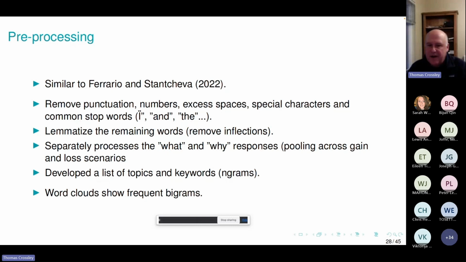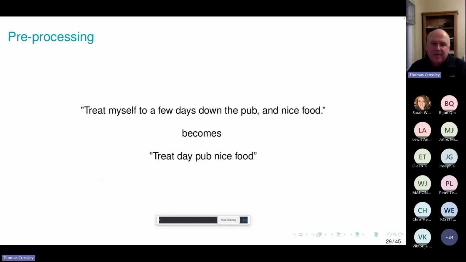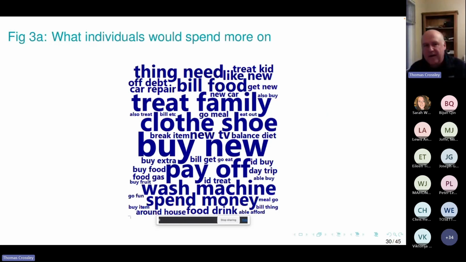Then we developed a list of topics and keywords, or n-grams. The list of topics we developed manually, and I'll come back to that at the end. Basically what happens is, "treat myself to a few days down the pub and nice food" becomes "treat day pub, nice food." Then we developed a set of topics, and under each topic, keywords, and we record the incidence or prevalence of those keywords across the open format responses we got from consumers. I'll show you that in a second.